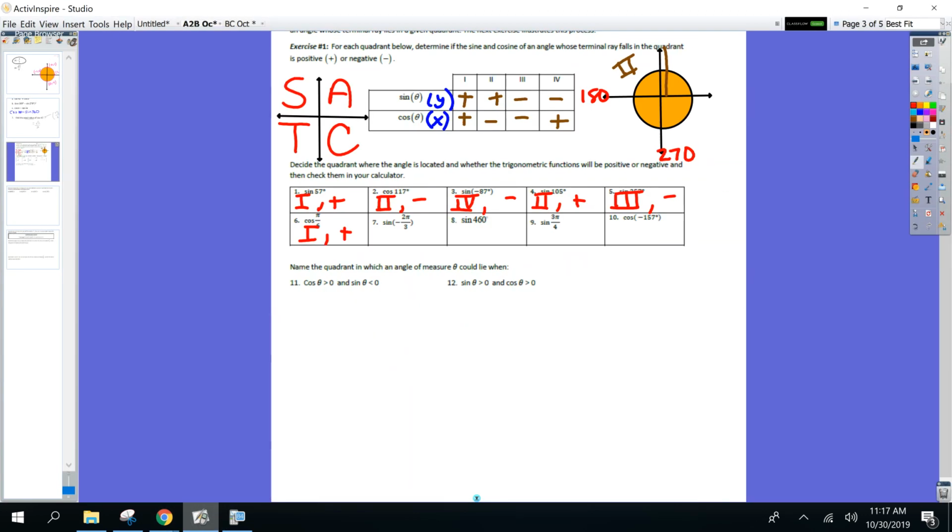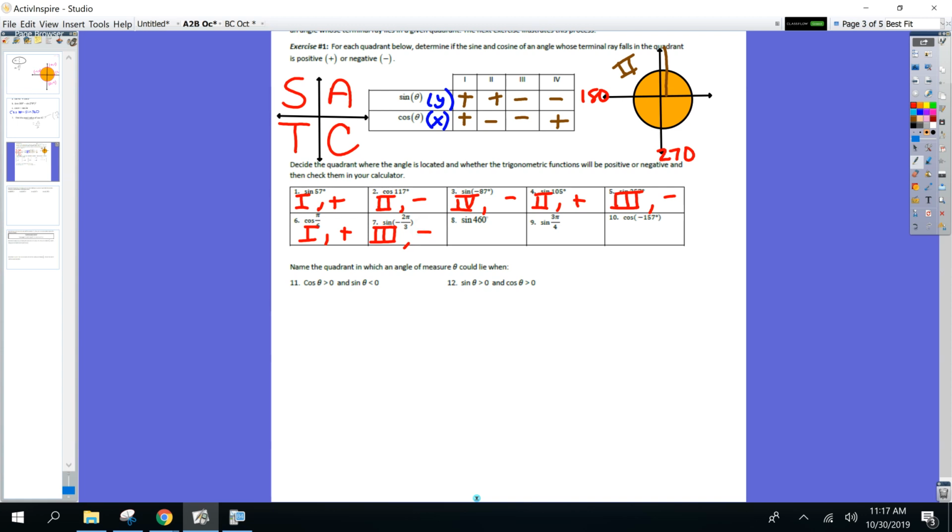Ready? Negative 2 pi over 3. What was pi over 3? What was it? What was pi over 3? 60 times 2. So negative 120. What quadrant am I in? Third quadrant. And finally, Grace, what do you know about sine in the third? Yep.